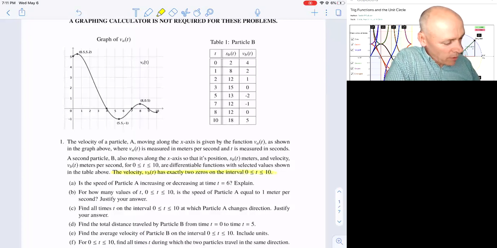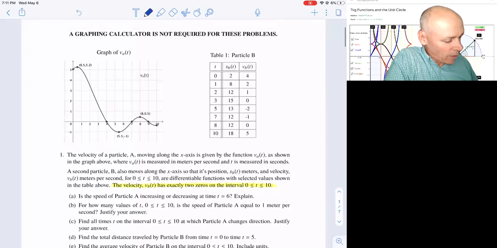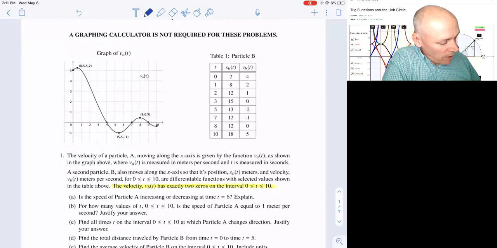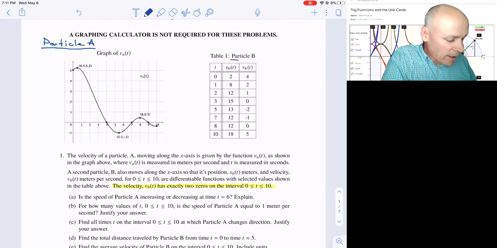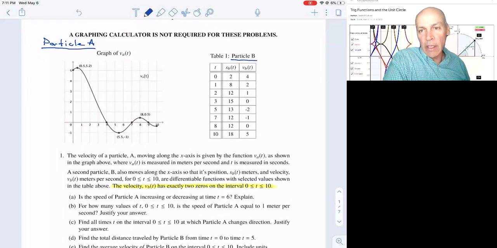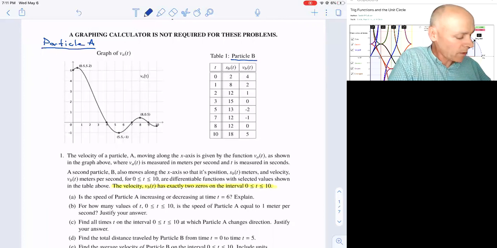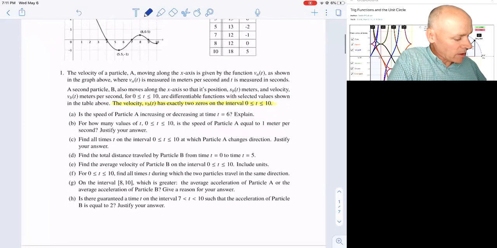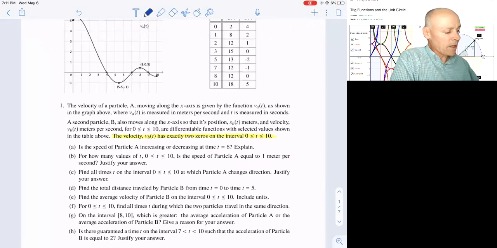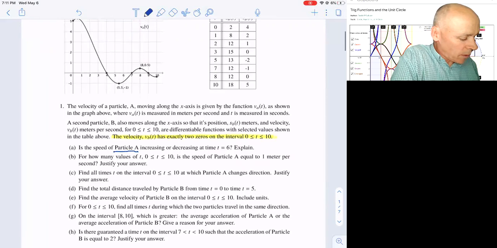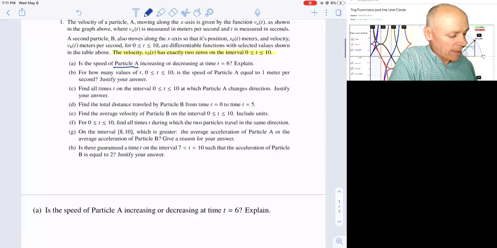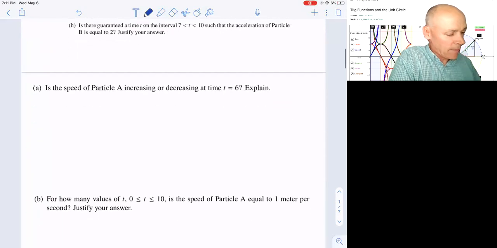I also want to remind myself that the graph relates to particle A, so I'm just going to label that. If I'm talking about particle A, I'm looking at the graph, and if I need to get information for particle B, I'm looking at the table. Then I'm asked to do a few things. First off, it asks, is the speed of particle A increasing or decreasing at time t equals 6, and explain.